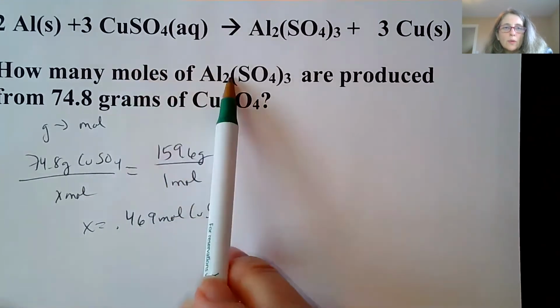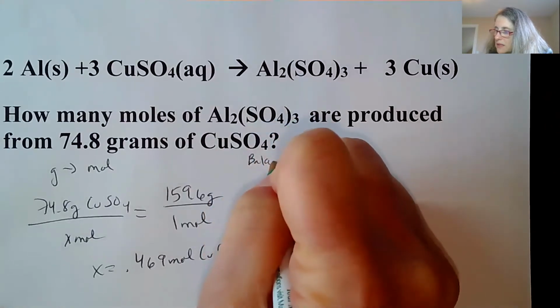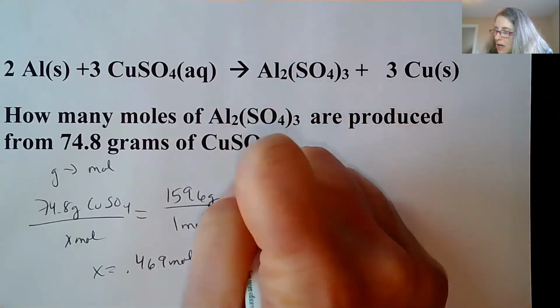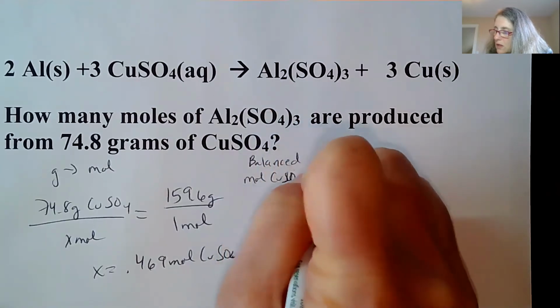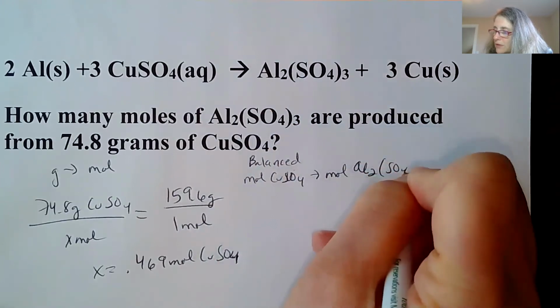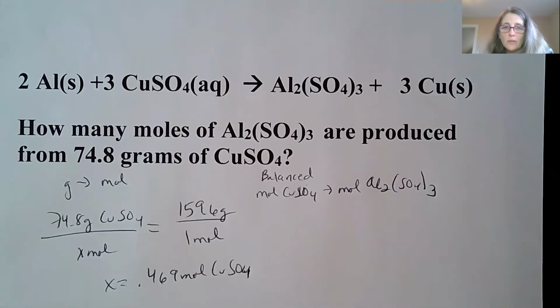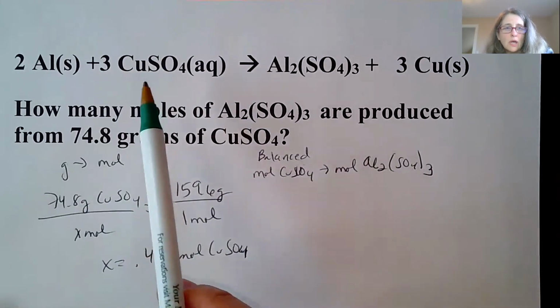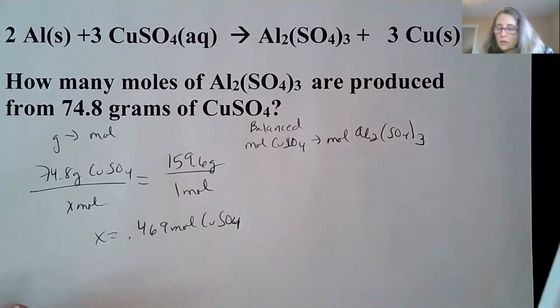But I want to know the moles of aluminum sulfate. So this I have to use the balanced equation. So usually this is going from moles of copper sulfate to moles of aluminum sulfate. So in most of these stoichiometry problems, you have to go back to the balanced chemical equation. So I have a 3 in front of the copper sulfate. I have a 1 in front of the aluminum sulfate.